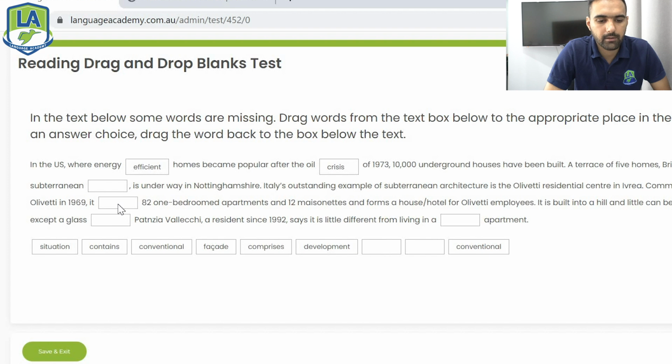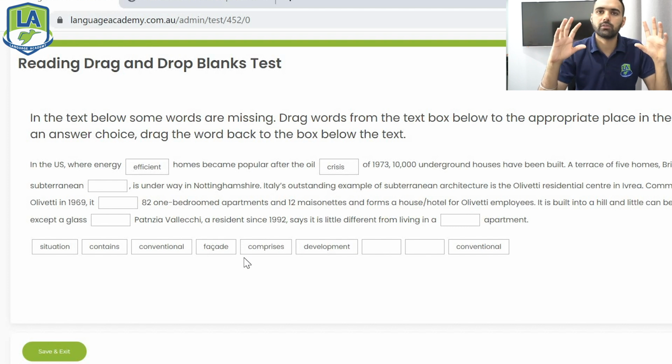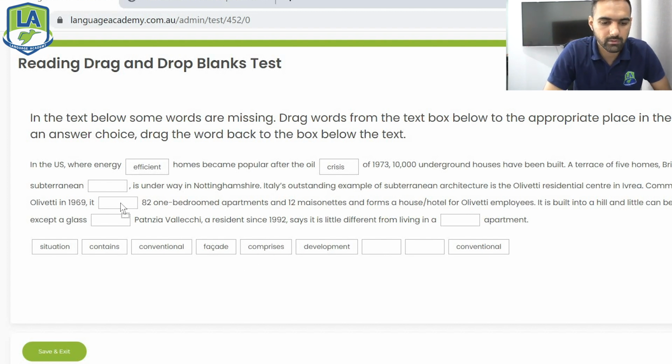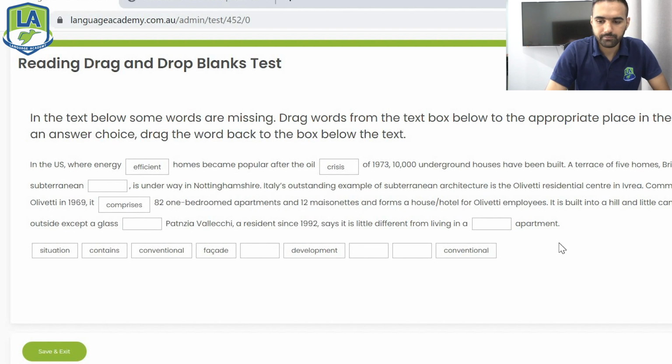Let's have a look at any word which has got s. It contains, it conventional, it comprises. Either contains or comprises. Contain is always used for physical things which you can pack in a box. For example, the box contains 10 chocolates. But comprises, the house comprises of 10 bedrooms. You'll never say the house contains 10 bedrooms. Because we're talking about bedroom apartments, we'll use comprises here.